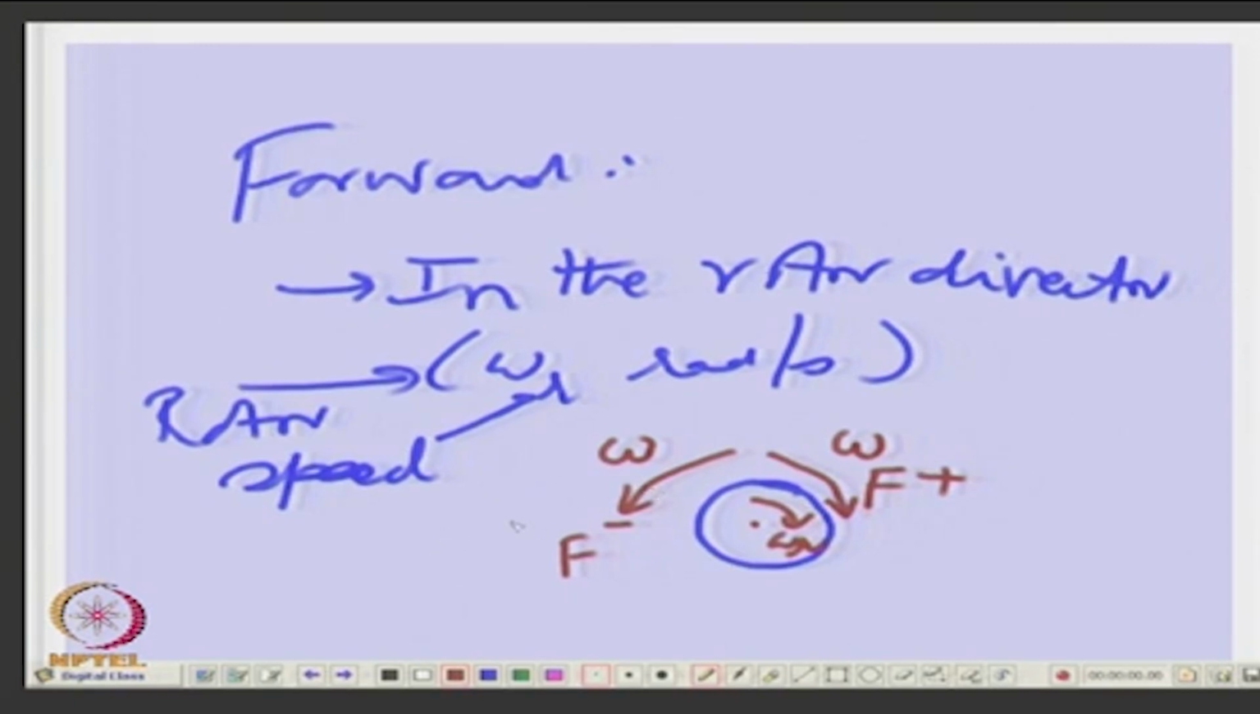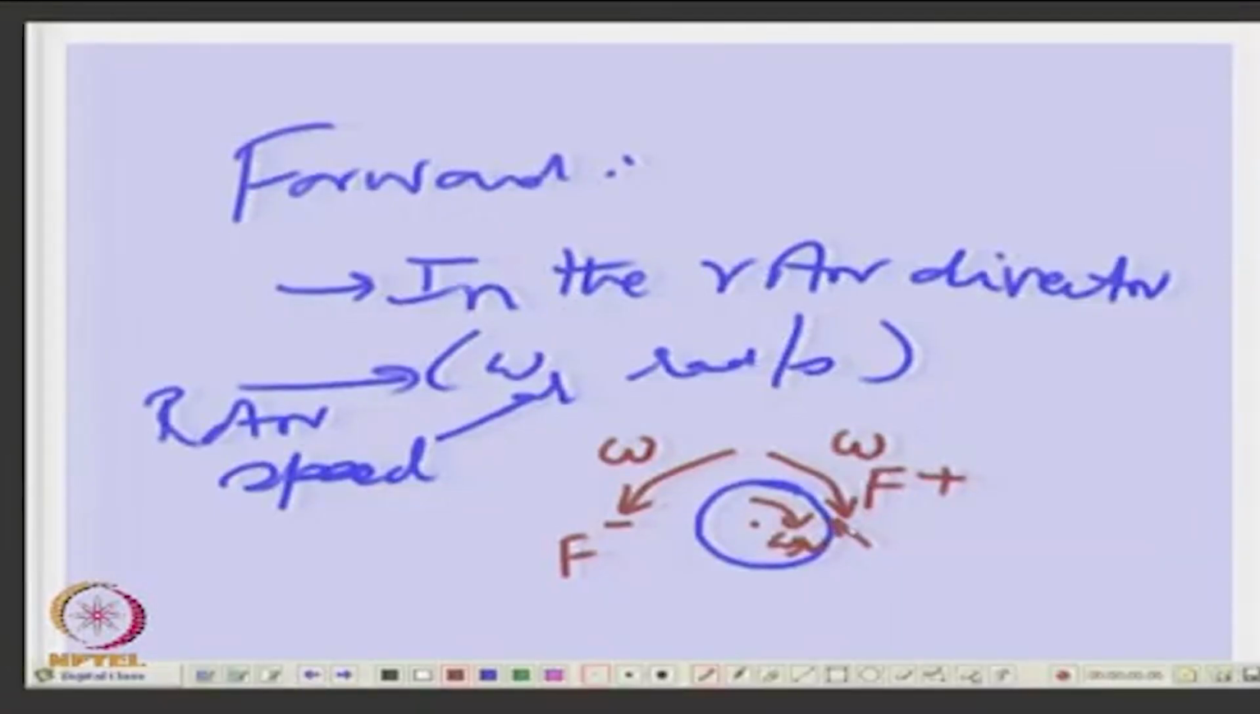it reacts one way to the forward field, another way to the backward field. What will be the relative motion? See, in the forward field there will be a small slip, but for the backward field the slip will be more, right. We will see that if the slip with the forward field is s, here it is 2 minus s. It is easy to find.